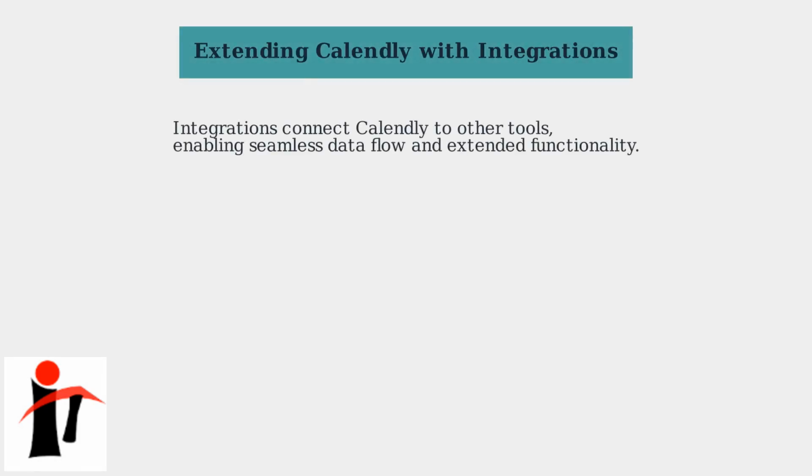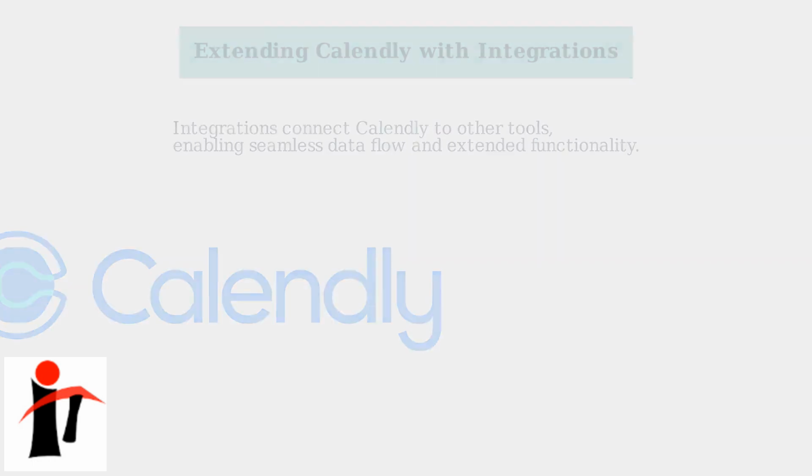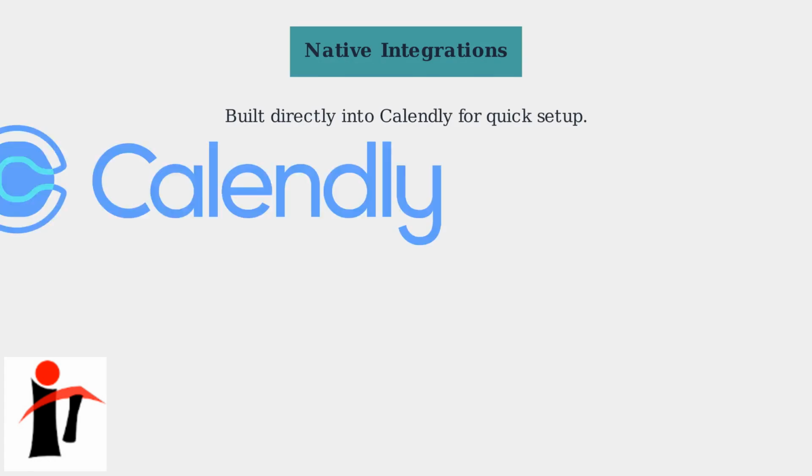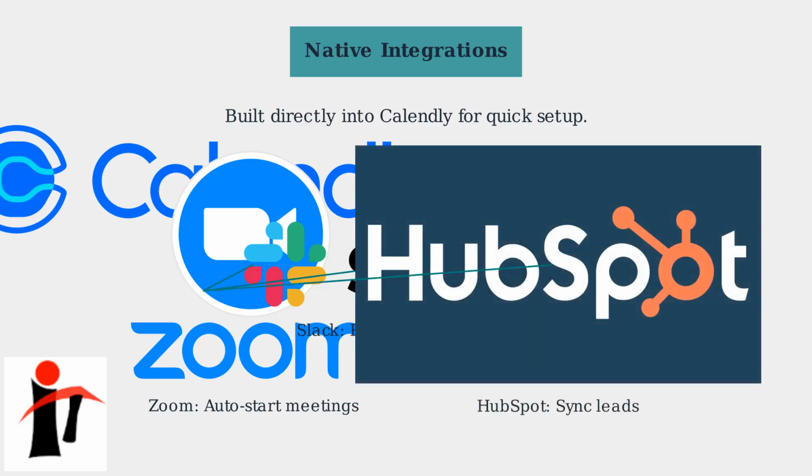Integrations are crucial for unlocking the full potential of Calendly automation. They connect Calendly to other tools you use, enabling seamless data flow and extended functionality. Calendly offers native integrations for popular apps like Zoom, Slack, and HubSpot. These integrations are built directly into Calendly, making setup quick and easy.